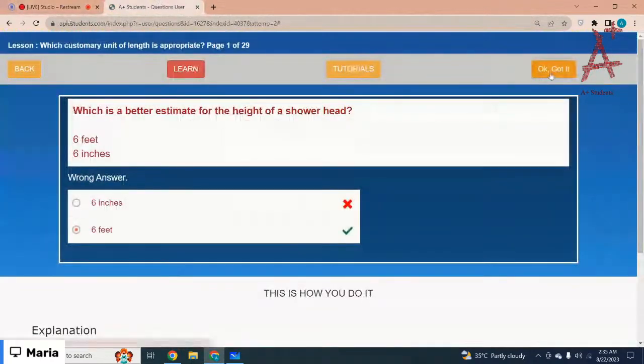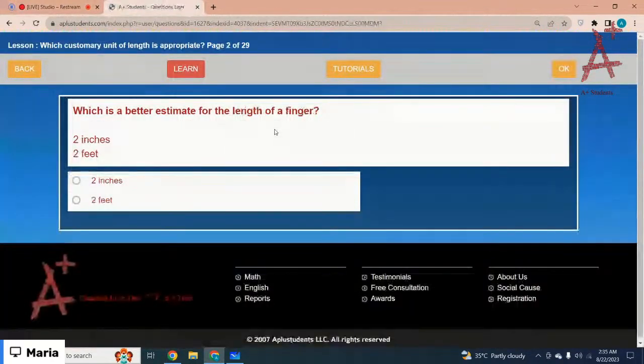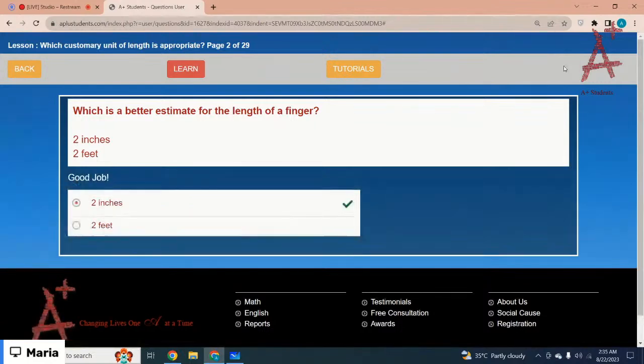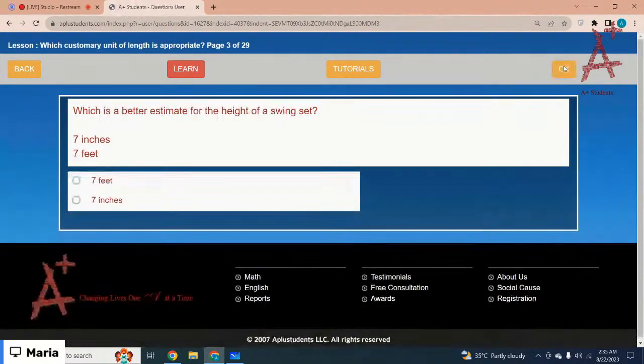Okay, I just accidentally closed the page. Okay, which is the better estimate for the length of a finger? 2 inches or 2 feet, which is the correct option? The correct option is 2 inches, right? Because 2 feet is too long for a finger, right?